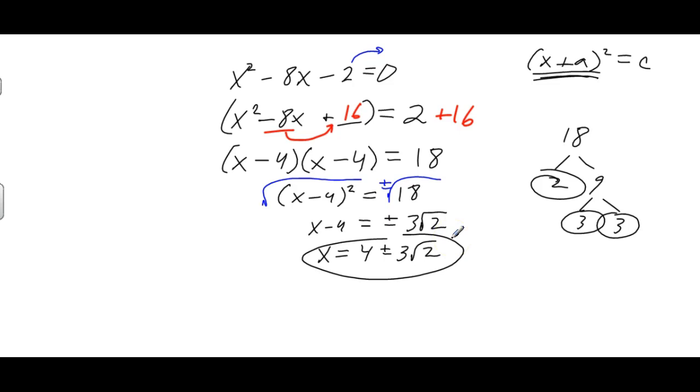And so complete the square is very effective for solving any type of quadratic that's not a perfect square. But we can make it a perfect square and then finish solving. And so that's the beauty of complete the square. We can solve things that factoring can't, we can with complete the square.